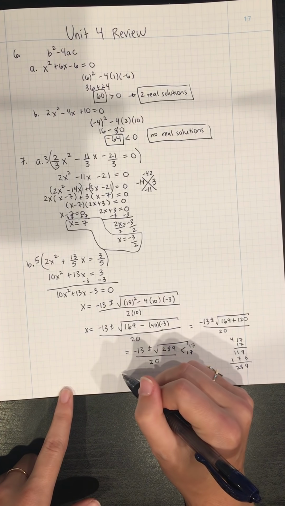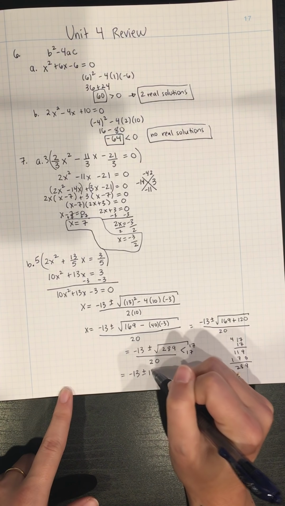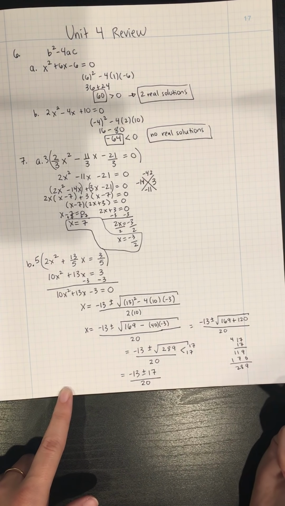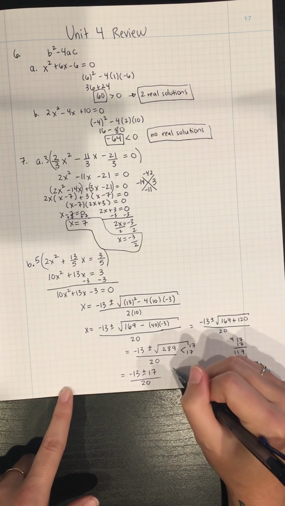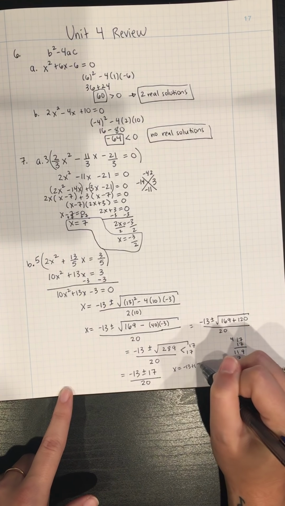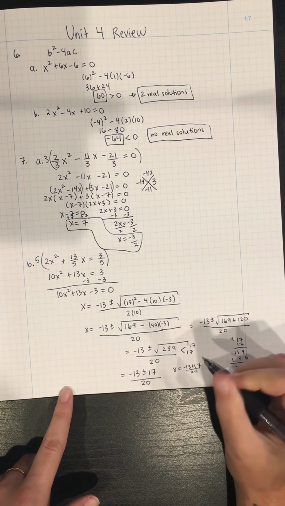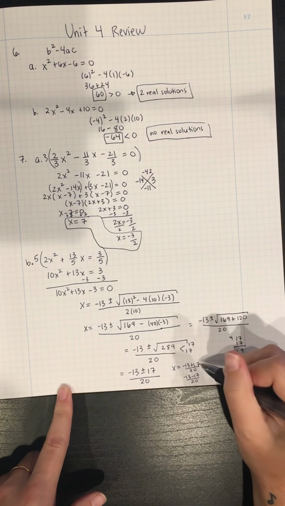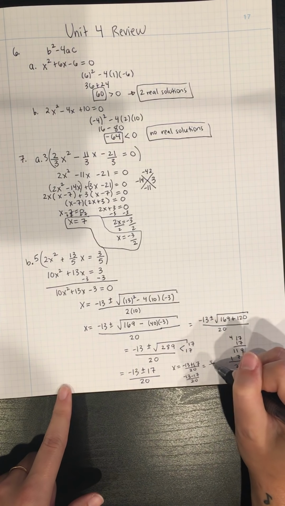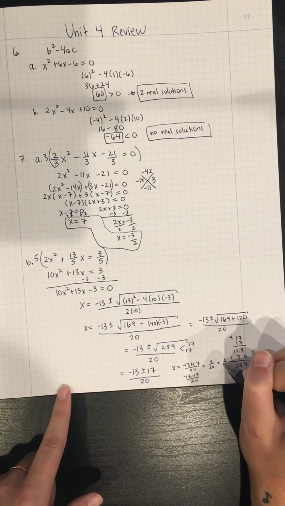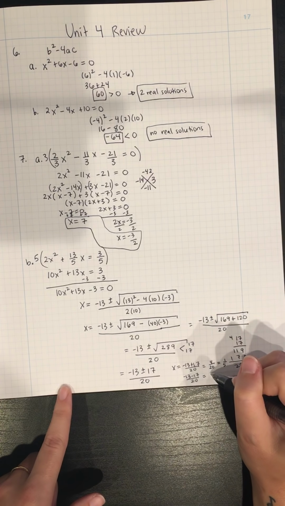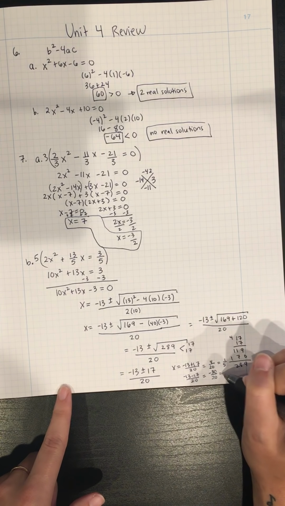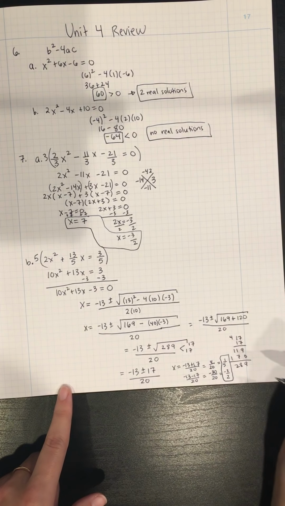So that means that's negative 13 plus or minus 17 all over 20. So that means x is negative 13 plus 17 over 20, or negative 13 minus 17 over 20. So negative 13 plus 17, that's 4 over 20, which reduces to 1/5. Negative 13 minus 17, that's negative 30 over 20, which reduces to negative 3/2. So I'm getting 1/5 or negative 3/2.